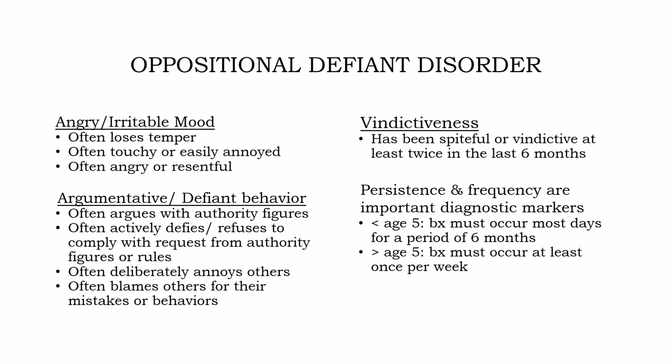Then we can see that vindictiveness, spiteful or vindictive behavior at least twice in the last 6 months. Now that's one that has a lot of specificity to it when we're looking at vindictiveness as a manifesting symptom here. Kind of already talked about the persistence and frequency as related to age. So let's talk a little bit about the level of severity.